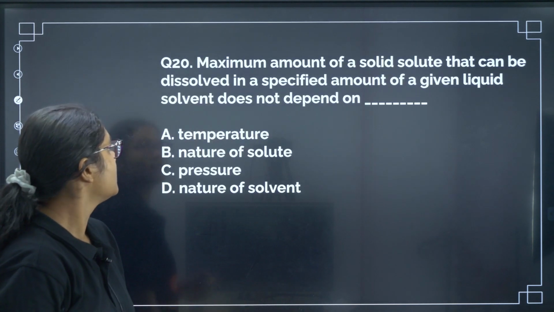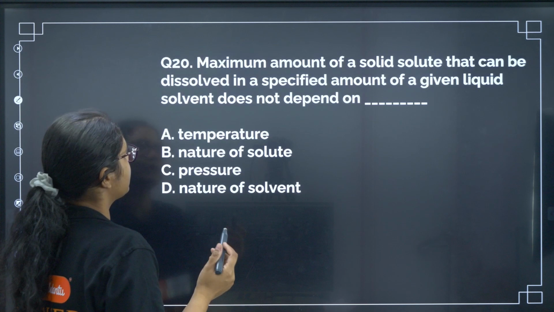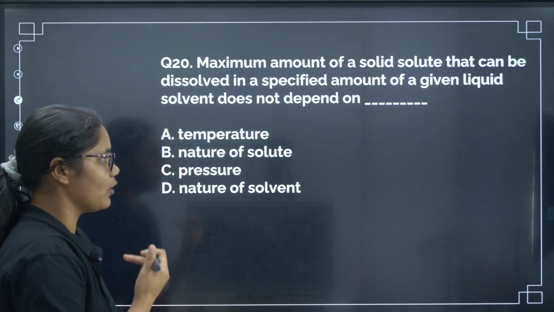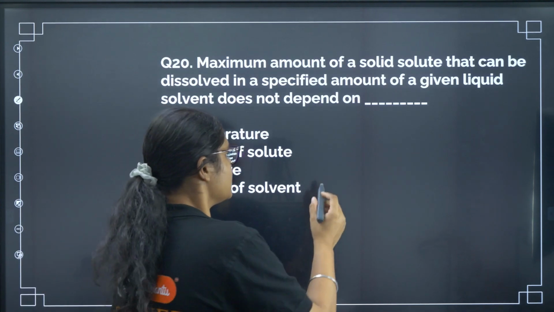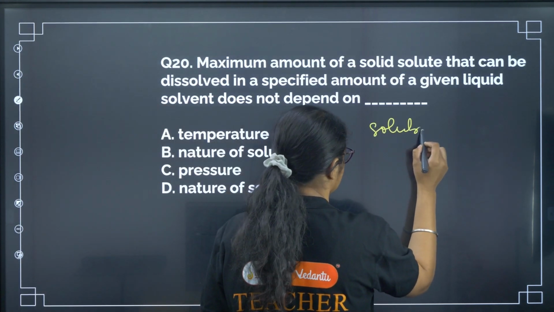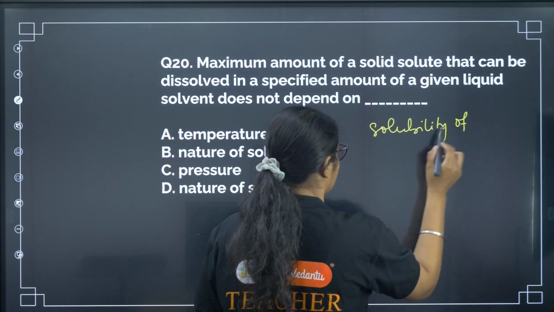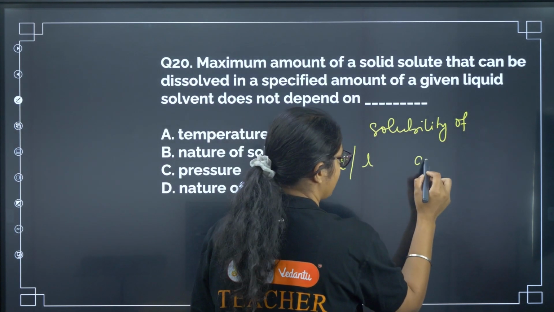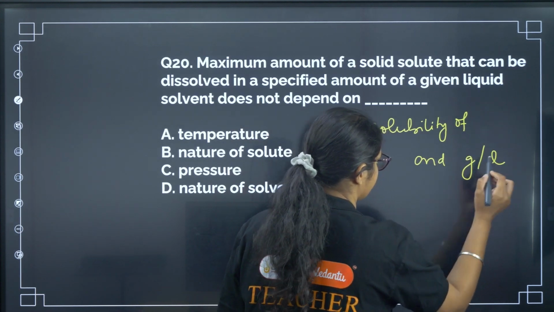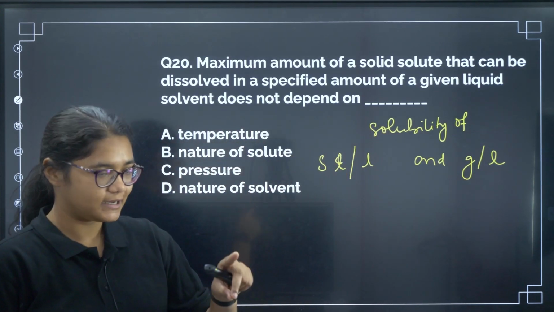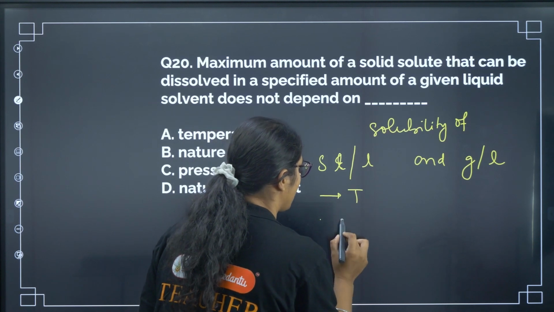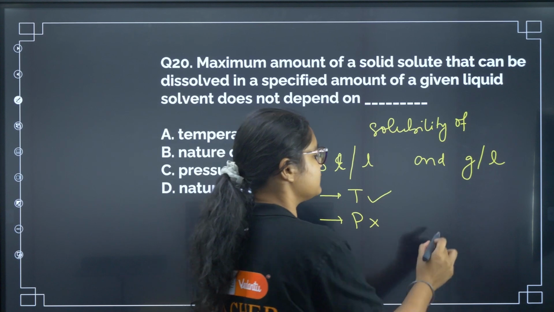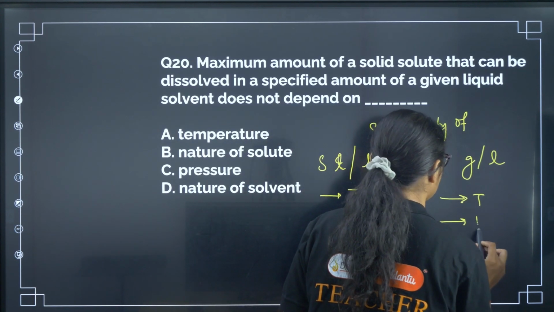Okay, next question. The maximum amount of solid solute that can be dissolved in a specific amount of a given liquid solvent does not depend on. So there are two types of solubility: solubility of solids in liquids and solubility of gases in liquids. Solubility of solids in liquids depends on temperature and does not depend on pressure. But solubility of gases in liquids depends on two factors, that is temperature and pressure, right?